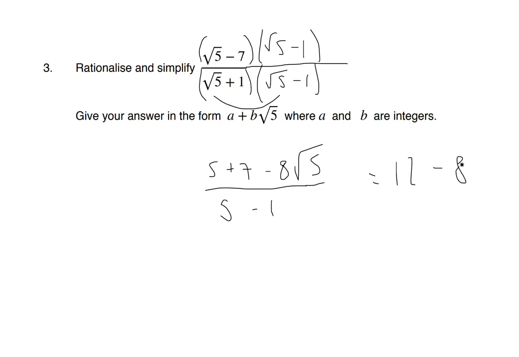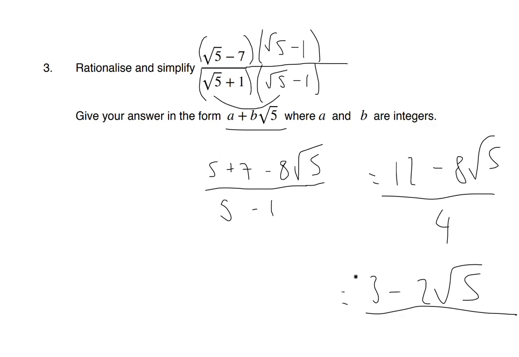12 minus 8 root 5 over 4. Oh, I can actually cancel that more because 12, 8, and 4 all divide. So we can do 3 minus 2 root 5. Is that in the form they've asked for? Yes, it is, where a is 3 and b is minus 2.